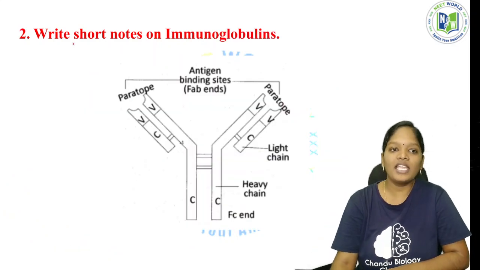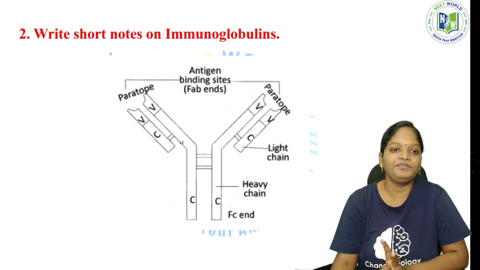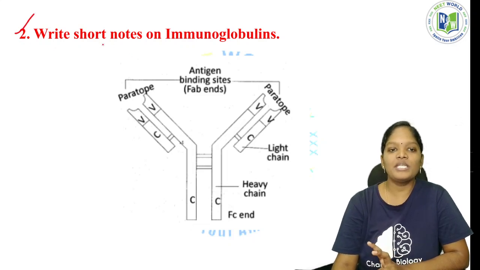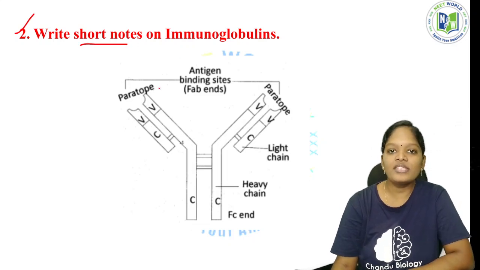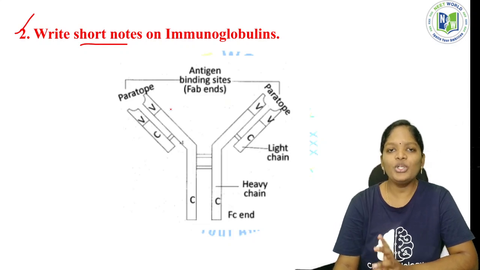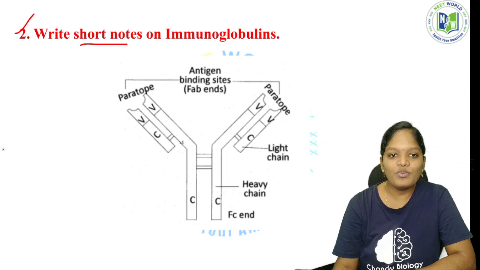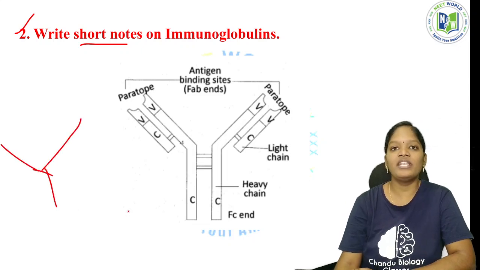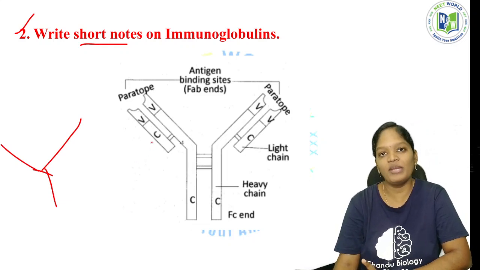That's all about the first question with respect to the B cells. Now the second question: write short notes on the immunoglobulins. First you should know their structure and their function. Generally our antibody is in a Y shape, so we can simply call it the Y-shaped antibody.